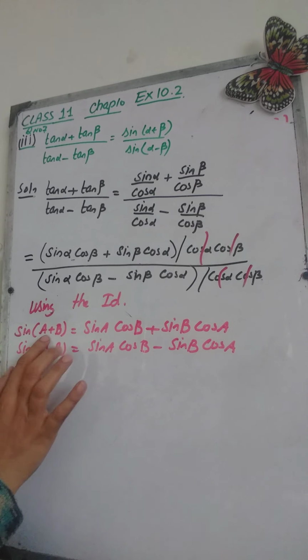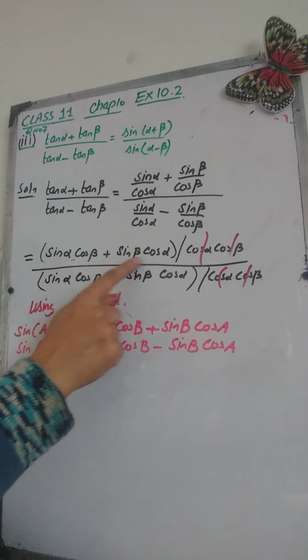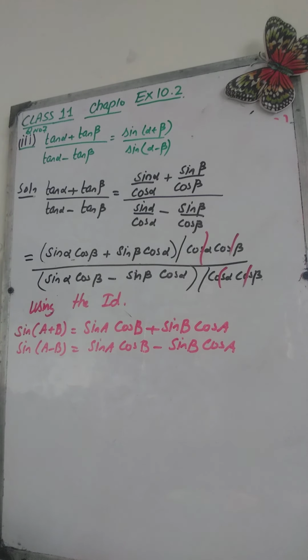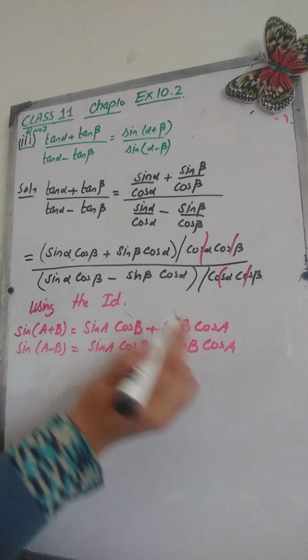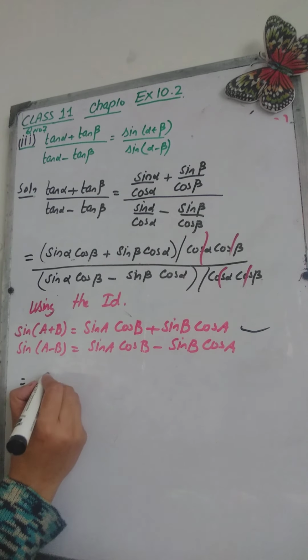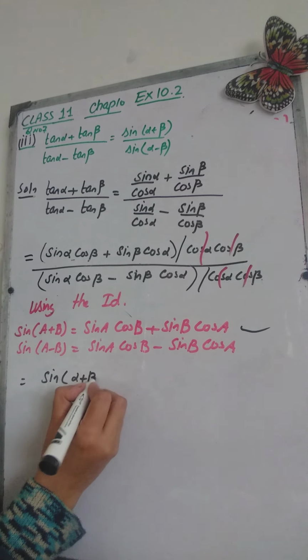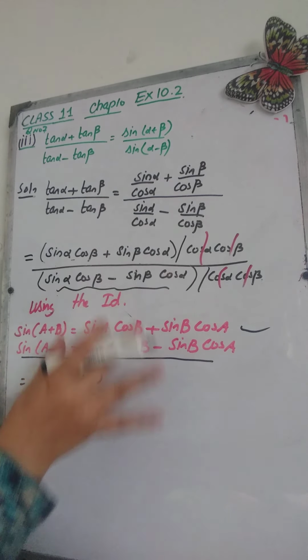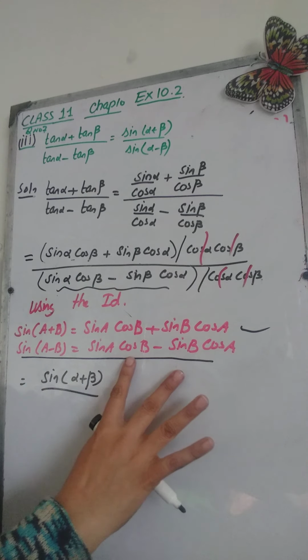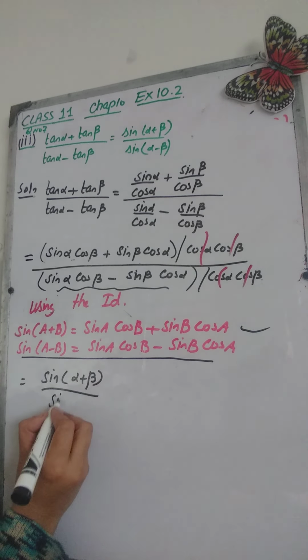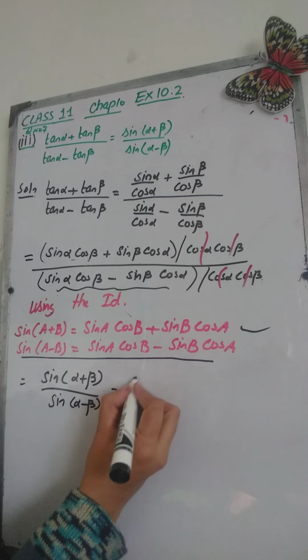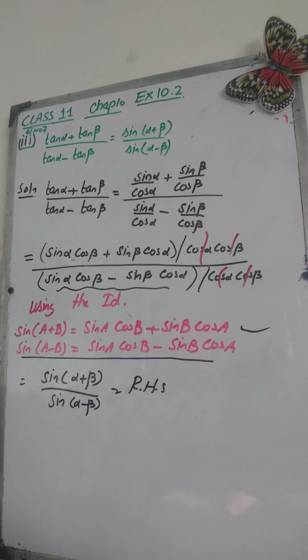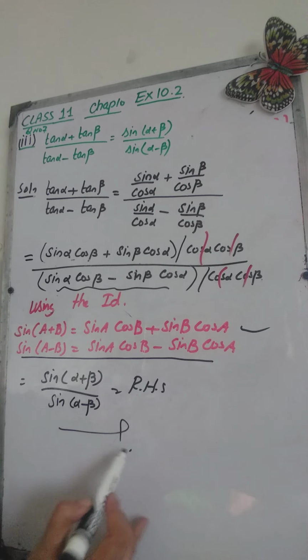So I am going to write this side of the identity for this whole expression. This will be equal to sine alpha cos beta plus sine beta cos alpha. By using this identity, this will be equal to sine of alpha plus beta. And in the denominator, if you compare this identity and this one, they are the same expressions, and this whole expression will be equal to sine alpha minus beta. And this is the right hand side which we needed to prove. So this completes the proof of this identity.